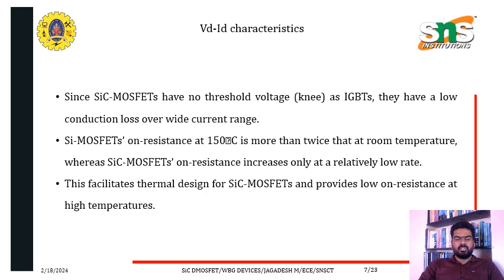Since SiC MOSFETs have no threshold voltage, like the knee voltage of an IGBT, they have low conduction loss over a wide current range. Si MOSFET on resistance at 150 degrees Celsius is more than twice the room temperature value, whereas SiC MOSFET on resistance increases only at a relatively low rate. This facilitates thermal design for SiC MOSFETs and provides low on resistance at high temperatures.